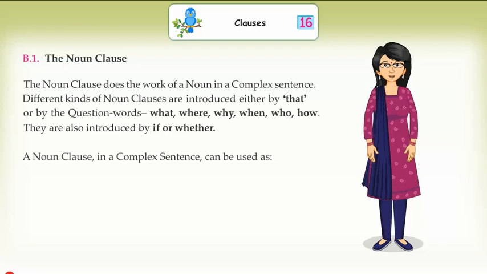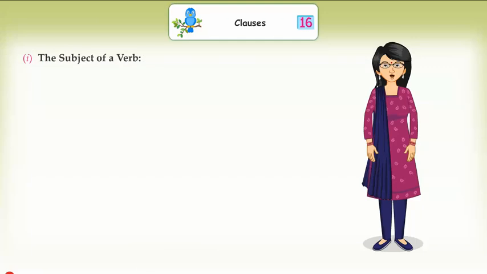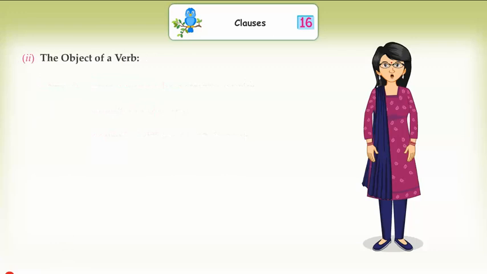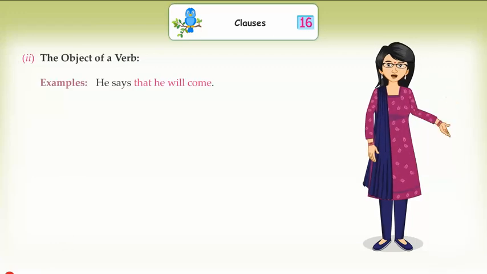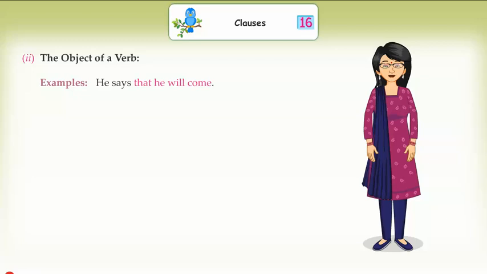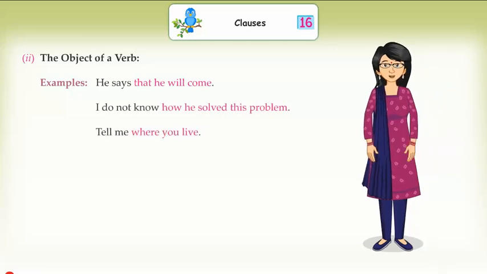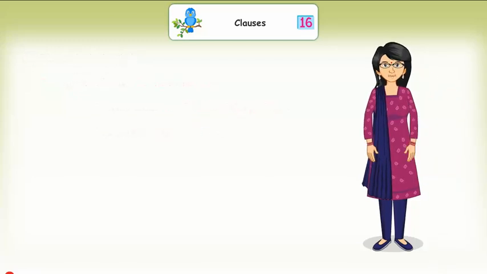A noun clause in a complex sentence can be used as 1. The subject of a verb. Examples: That he would pass seemed certain. What you say is true. Where she has gone is not known. 2. The object of a verb. Examples: He says that he will come. I do not know how he solved this problem. Tell me where you live.